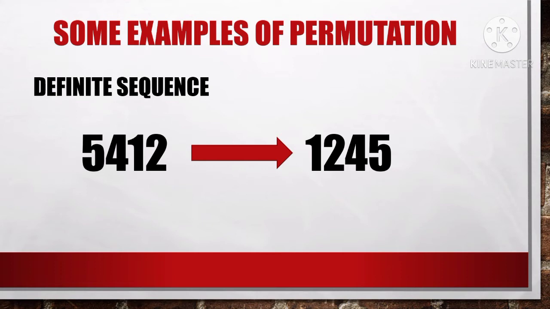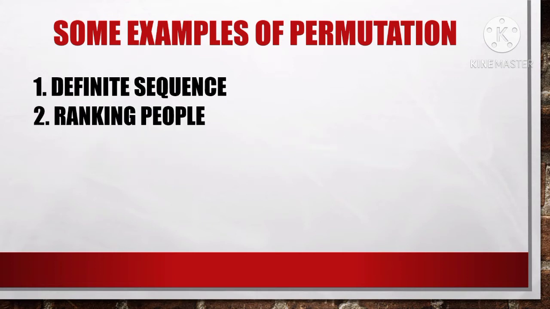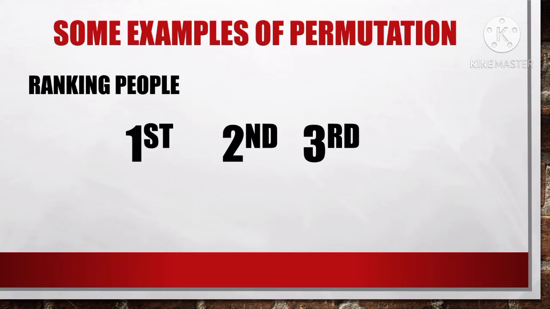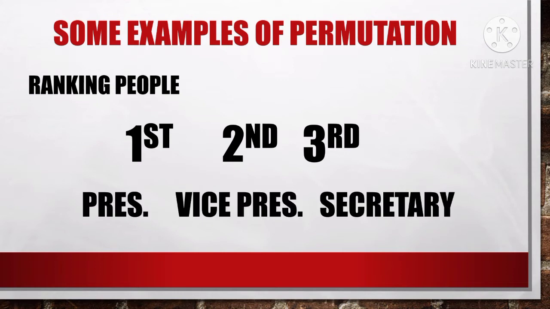Another example also is gumagawa ka ng lock sa maleta. Ibig sabihin nito, hindi rin pwedeng magka-rumble yung lock mo. Kasi, for sure, hindi mo ma-open yung maleta mo pag magkamali ka sa combination ng lock. Next example is ranking people. In a contest, there's always a first, second, and third place. Another example also is an election, like having a president, vice president, secretary. So it means in ranking people, there is a specific role.